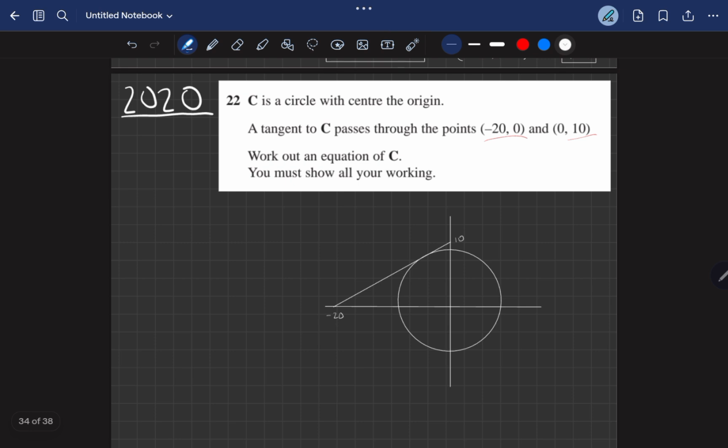We can use simultaneous equations to solve this question. That's because we can work out the equation of the tangent line, and we can write a generic equation for the circle C, and we can equate them, and we know that they only touch at one particular point. And that's very useful.